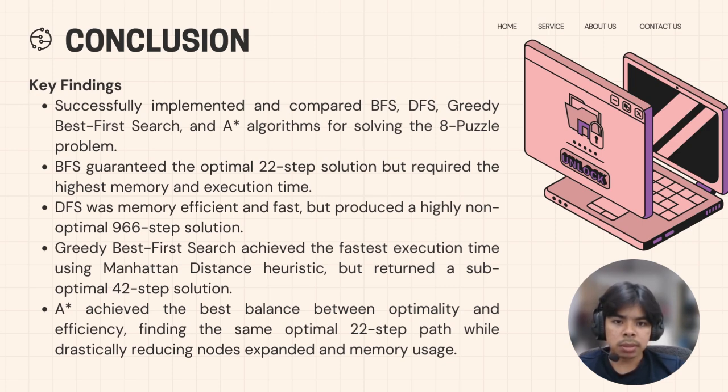Greedy best first search achieved the fastest execution time using the Manhattan distance heuristic, but it still produced a suboptimal solution. Meanwhile, A-star search achieved the best balance between optimality and efficiency by finding the same optimal solution as BFS, while using significantly fewer computational resources.